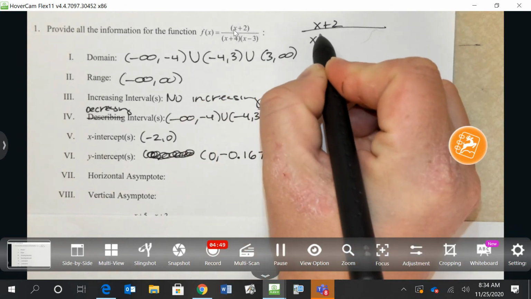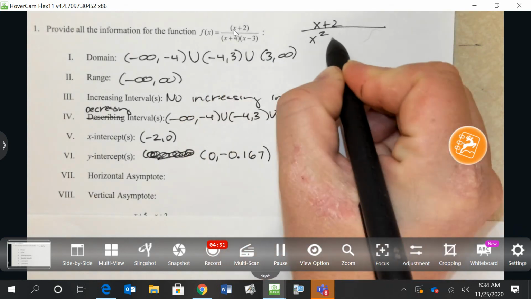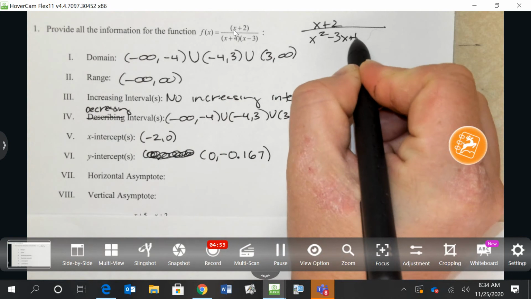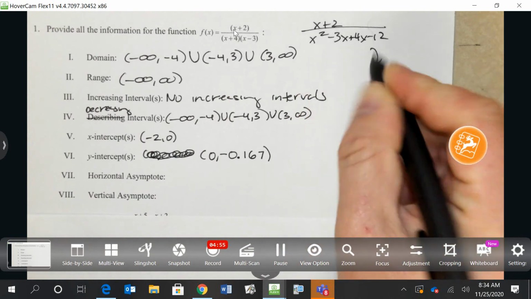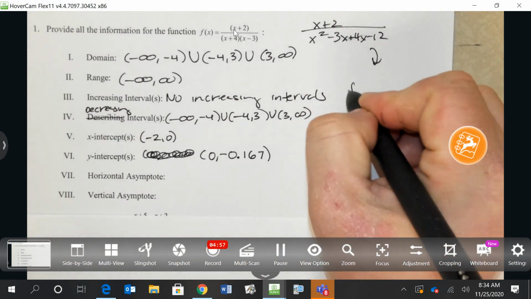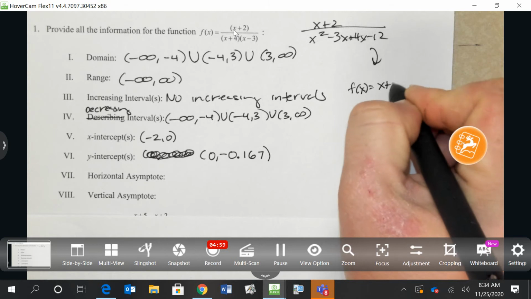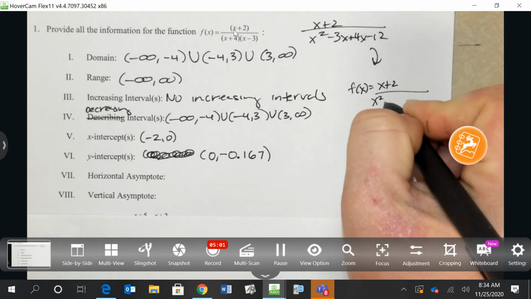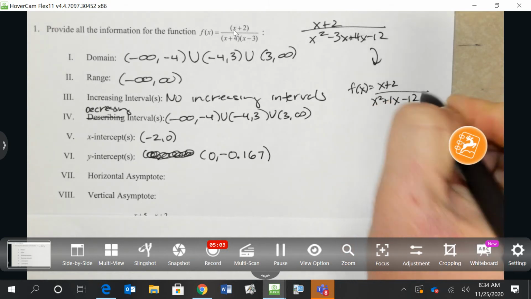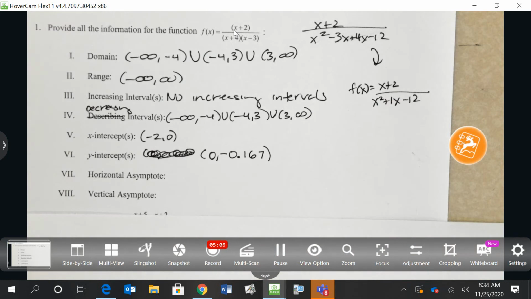So I'm going to multiply the fronts, the outsides, the insides, and the lasts. And then I'm going to simplify this. It would be x plus 2 over x squared plus 1x minus 12. Okay, what I want you to focus on right now is the degree in the numerator and the degree in the denominator.